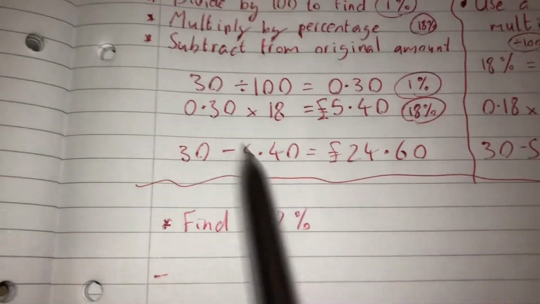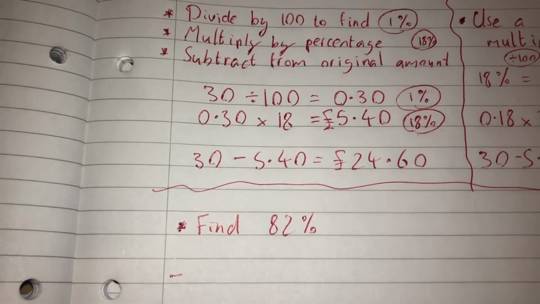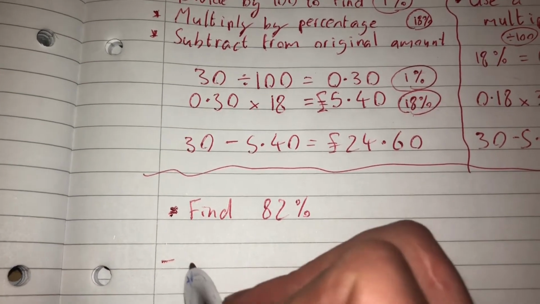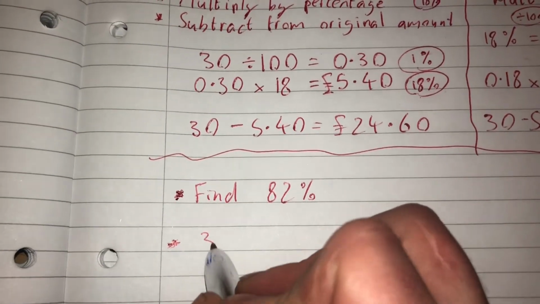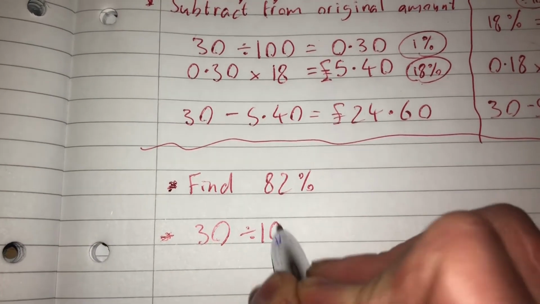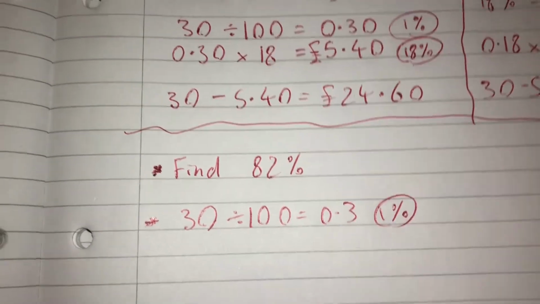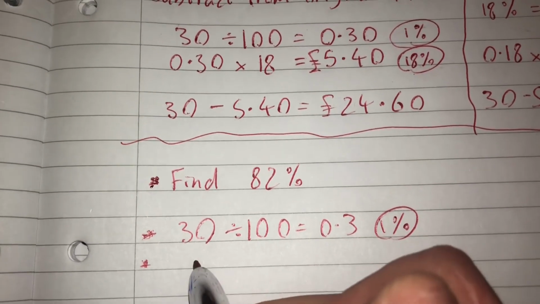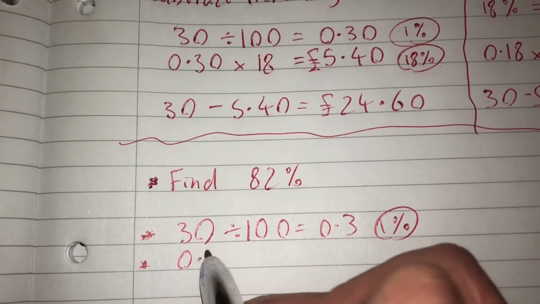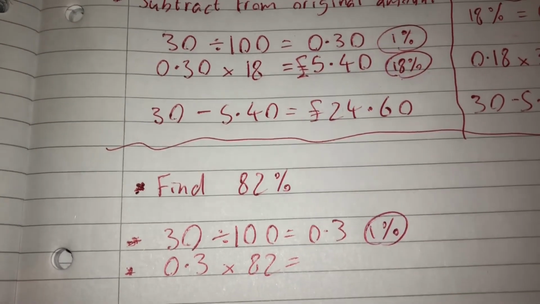You can do that either method, by dividing by 100 times by 82 to find 82%, or you could use a decimal multiplier. Again, just to shorten steps, 30 divided by 100 will be 0.3, that is, again, 1%. And now to find 82%, take 0.3 and multiply by 82, and that should give me £24.60.